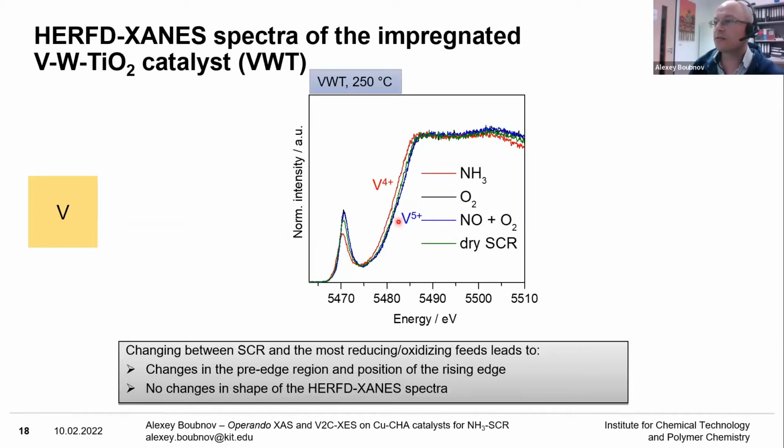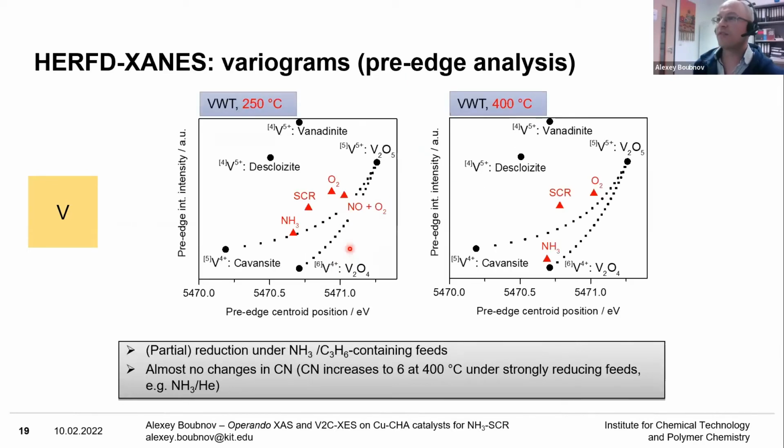Now, under reaction conditions, taking just HERFD-XANES, once we go to ammonia, which is a reducing environment, we see here the reduction of vanadium 5 to vanadium 4 from the edge position and also from the pre-edge. This can be further analyzed by a so-called variogram of the pre-edge region, where the position of the pre-edge is plotted against its intensity, and we extract these data points from pre-edge features of different reference compounds and also of the catalyst, then we can directly estimate what oxidation state and what coordination number the vanadium in our system is.